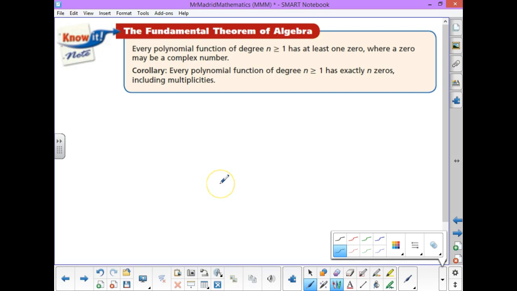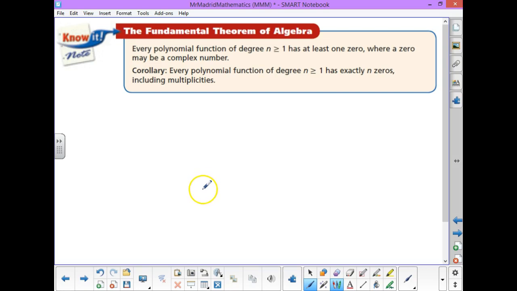We're going to be looking at chapter 6.6, Fundamental Theorem of Algebra. Feel free to jot it down. It states the following: every polynomial function of degree n greater than or equal to 1 has at least one zero, where a zero may be a complex number.